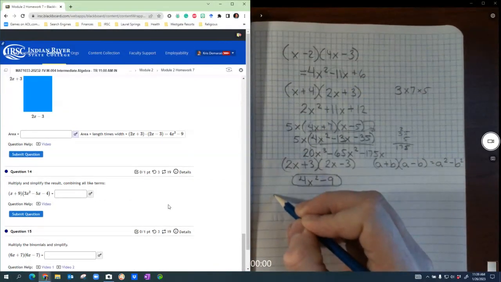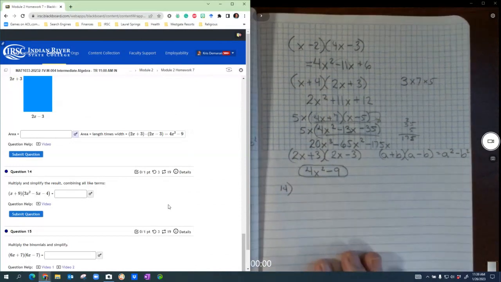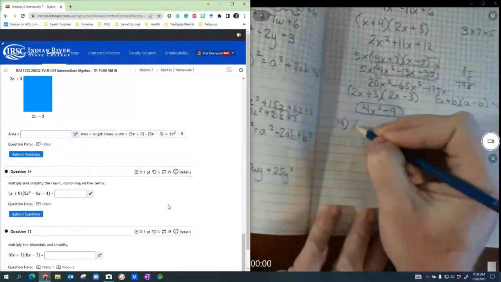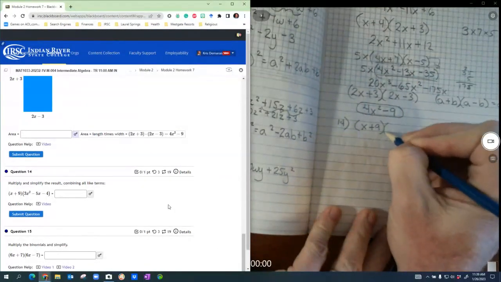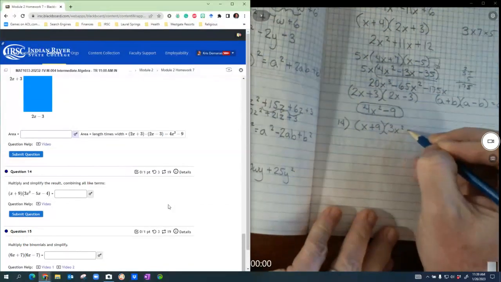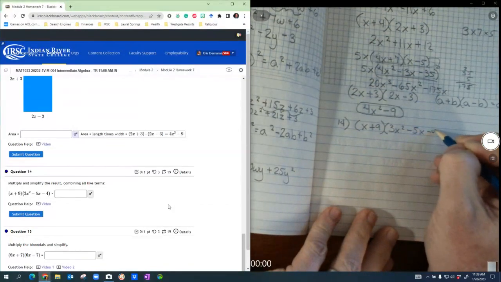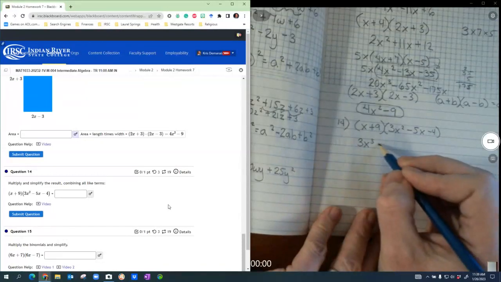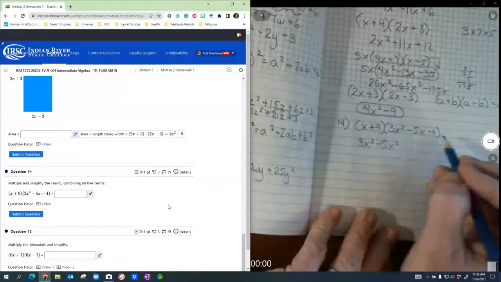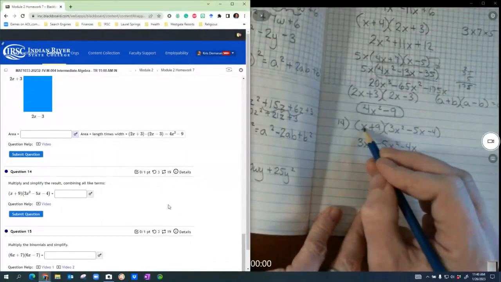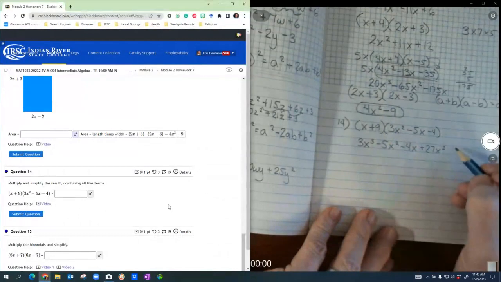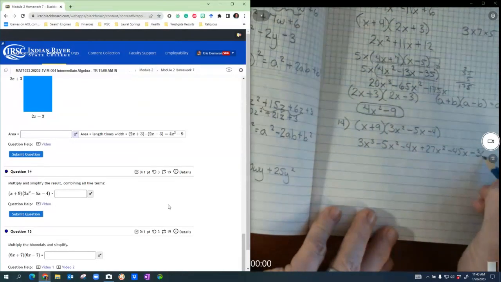All right, number 14. Now, number 14 is a little bit annoying because now it has a binomial times a trinomial. But it's not like it's impossible, it's still foiling. So x times 3x squared is 3x cubed. And x times negative 5x is negative 5x squared. And then x times negative 4 is negative 4x. And then you have 9 times 3 is 27x squared. And then we have 9 times 5 is negative 45x. And then 9 times 4 is negative 36.